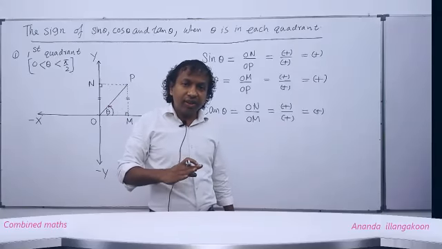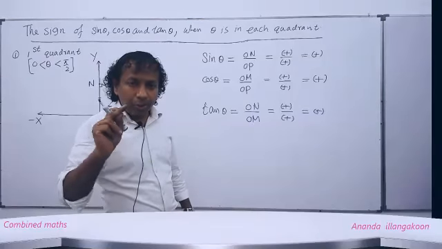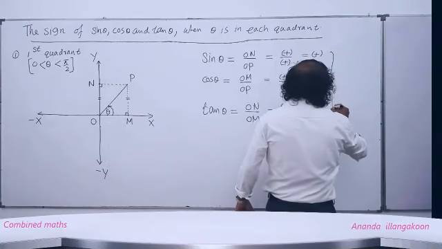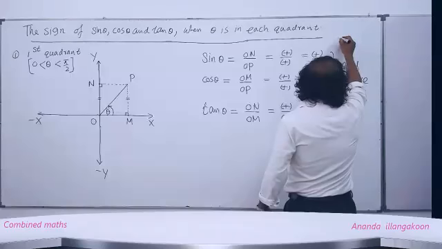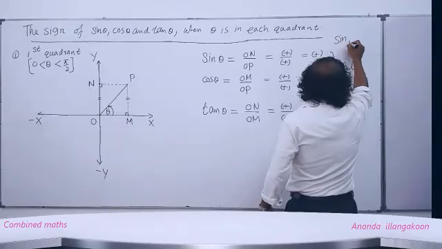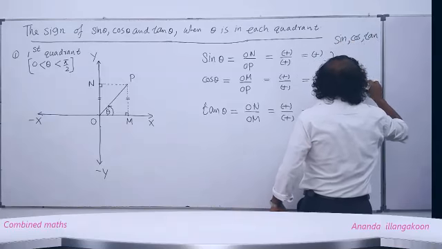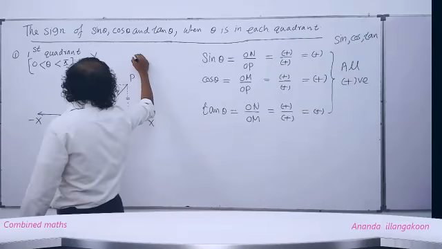For such angles, all the three ratios sine, cos, tan become positive, right? So therefore we say here all positive. Here all means what? Sine, cos, tan, right? Sine, cos, tan, all positive in quadrant number 1. This is the first quadrant, right? Okay.